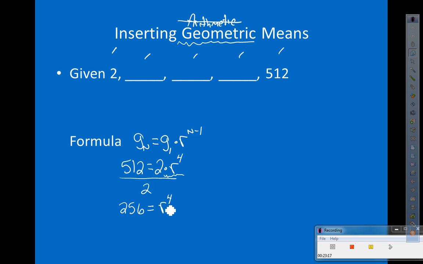Now here's what we do to get rid of this 4. To get rid of this 4, I'm going to take 256 to the reciprocal of this. Since you see a 4, I'm going to use a 1/4. Now at this time, I need you to check your calculator. I'm going to go 256 caret 1 fraction key 4. Run that through your calculator real fast and see if it tells you the answer is 4.